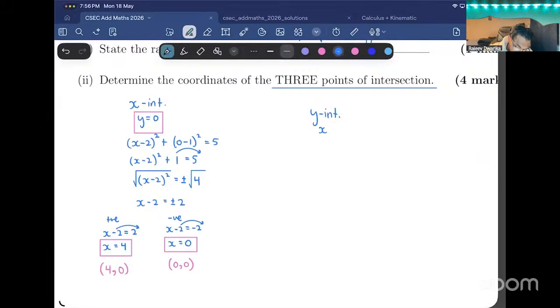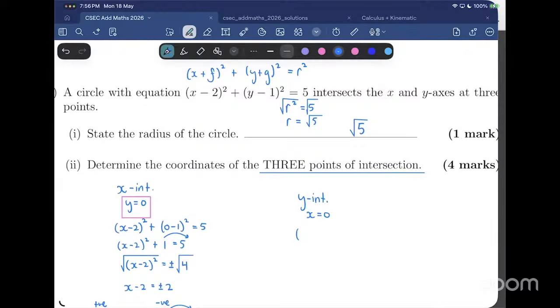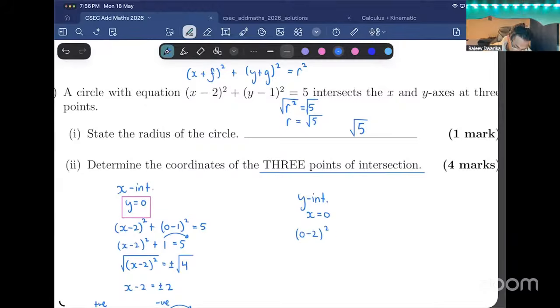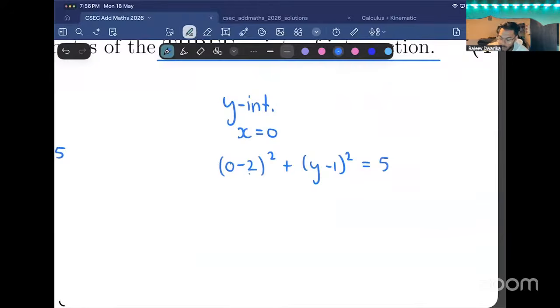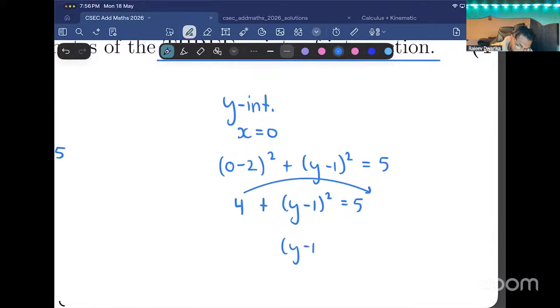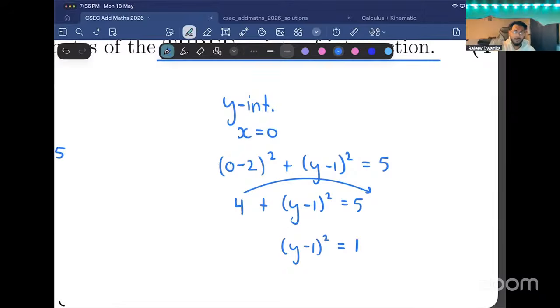And for the y-intercept, we know x is equal to 0. So anywhere I see x, I just write what? 0. So I'll say (0 - 2)² plus (y - 1)² equals 5. So you're going to end up with minus 2 squared, which is 4. So 4 plus (y - 1)² is equal to 5. You would move across the 4, and it's into minus 4. So 5 minus 4 is 1.